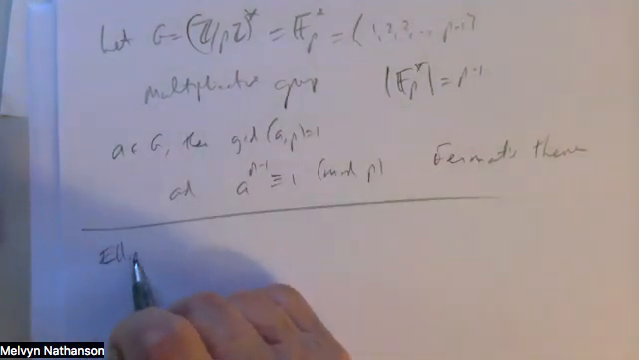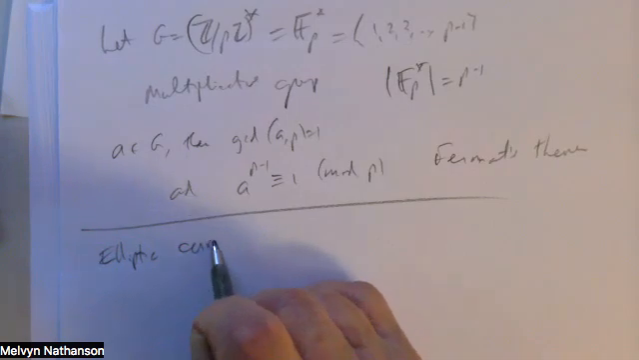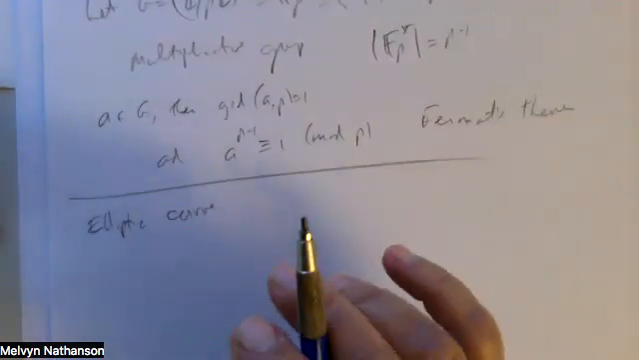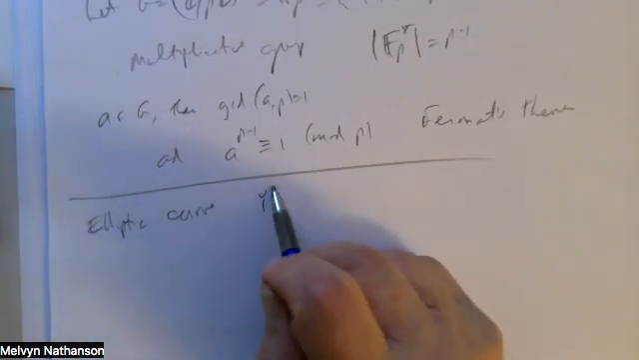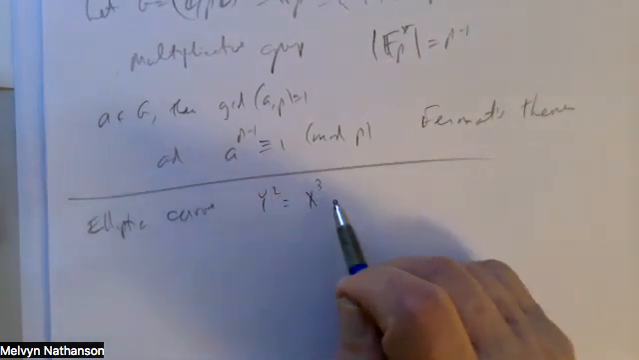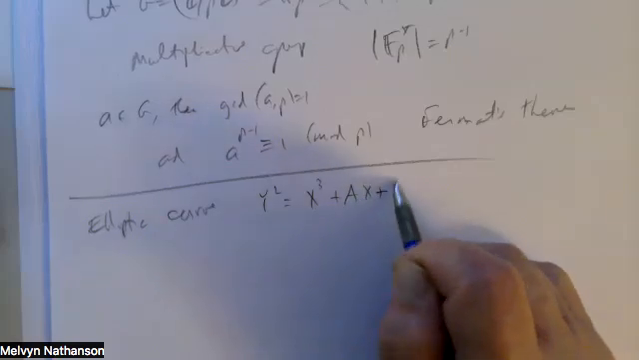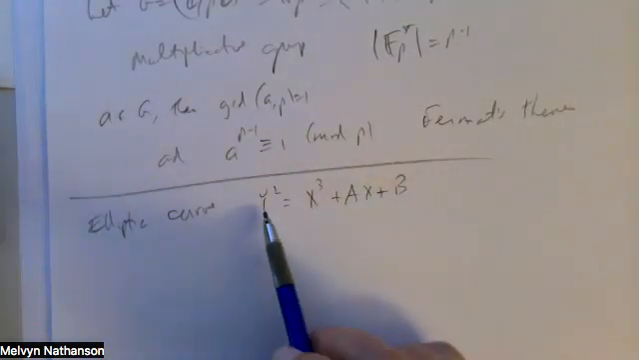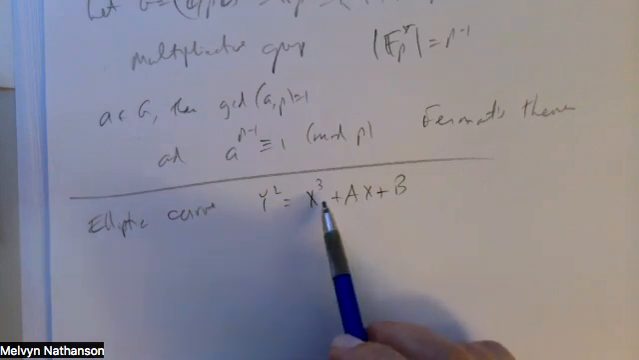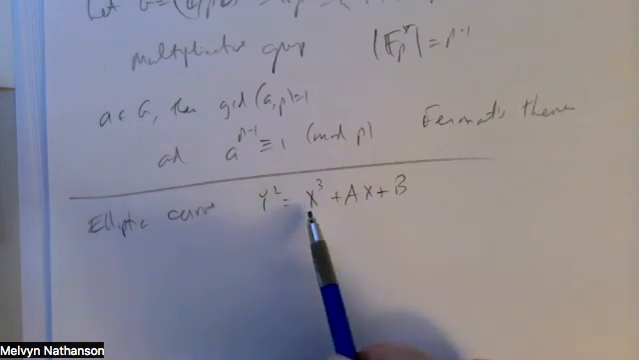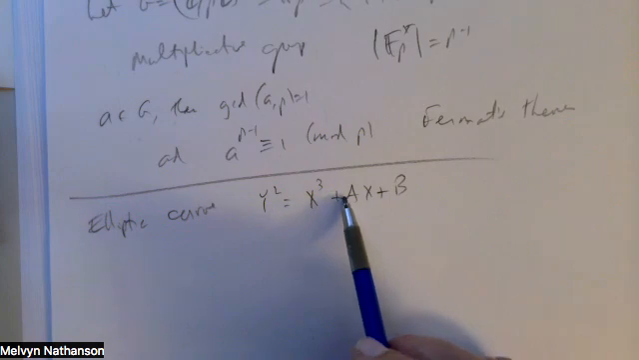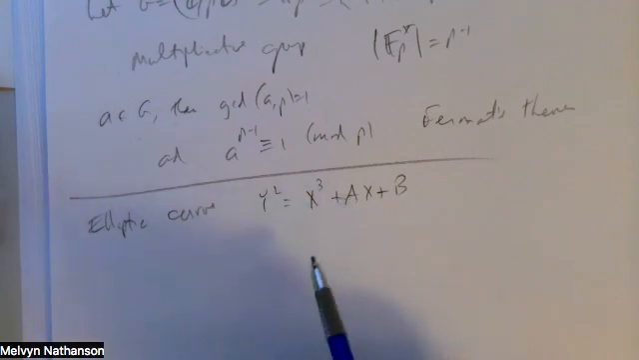So for us, an elliptic curve is always going to be, this is our definition, a curve of the form y squared equals x cubed plus ax plus b. So a quadratic y squared equals a cubic, and for us, we're only going to consider cubics which are monic, that is, the coefficient of x cubed is 1, and there's no quadratic term. So it's just x cubed plus ax plus b. There's no x squared term.